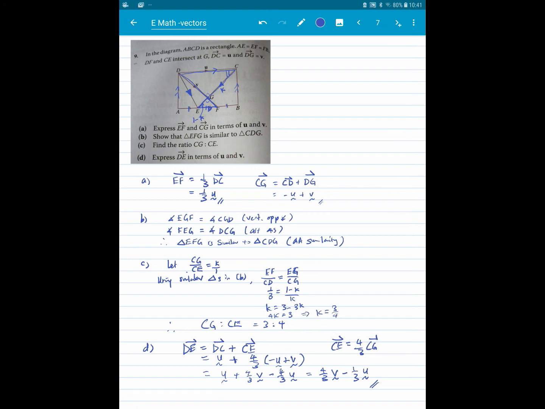So in this case, this question actually combines the concept of vectors and the concept of similar triangles. And this is a rather common question that students are expected to know how to solve in Sec 4 E-Math.